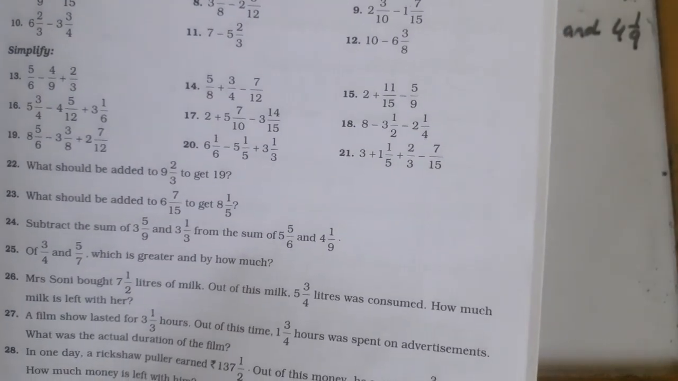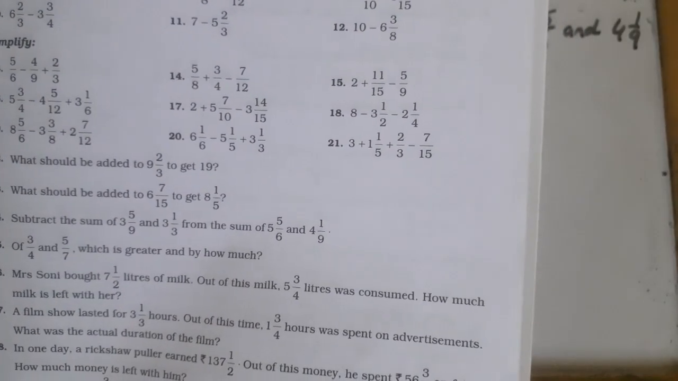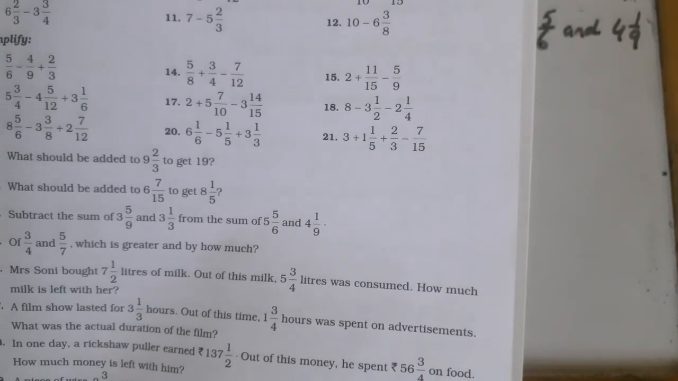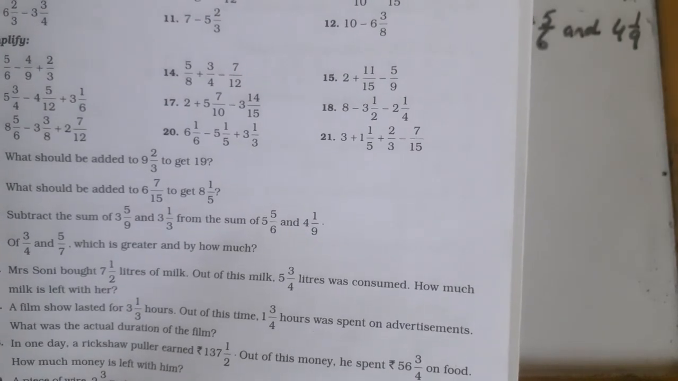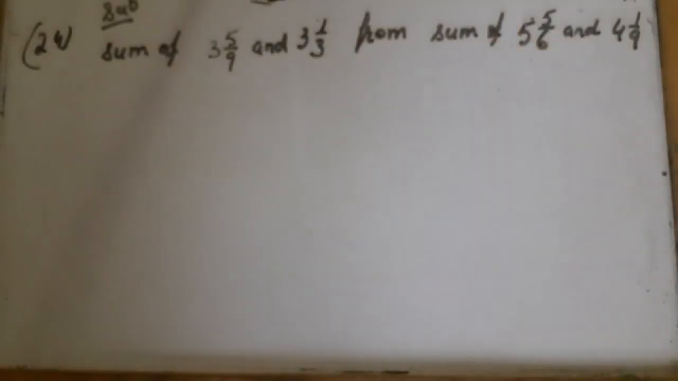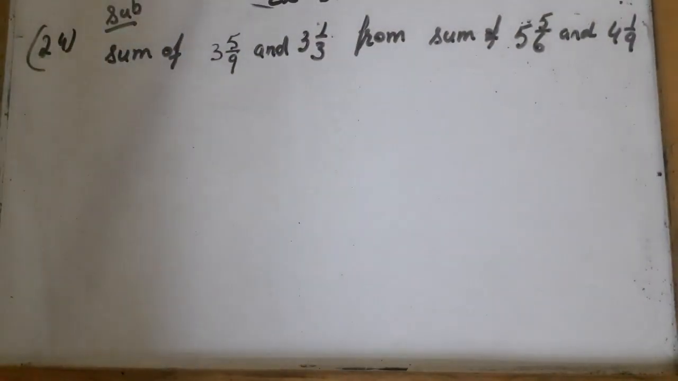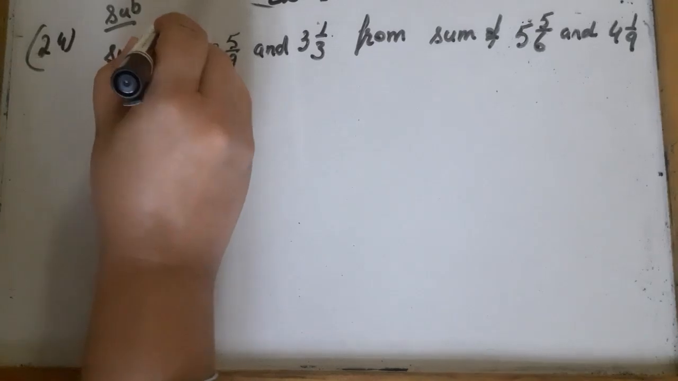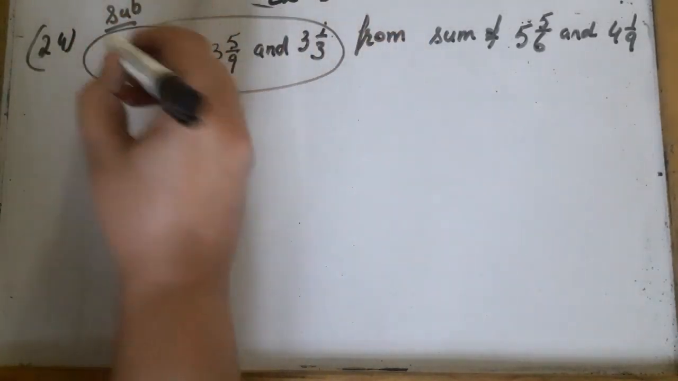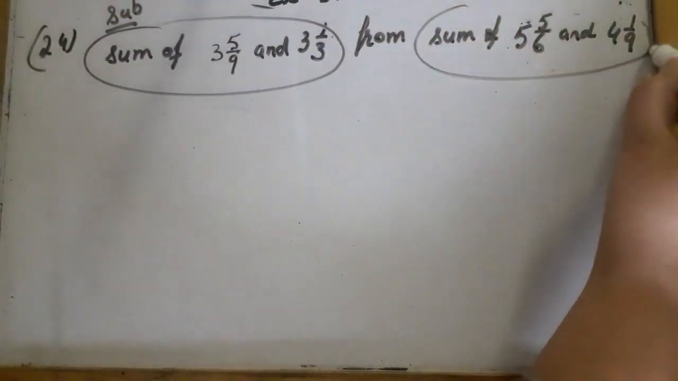They are saying subtract the sum of 3 5 by 9 and 3 1 by 3 from the sum of 5 5 by 6 and 4 1 by 9. Now look at this sum. They are saying subtract. What do I have to subtract? The sum of these two numbers from the sum of these two numbers.